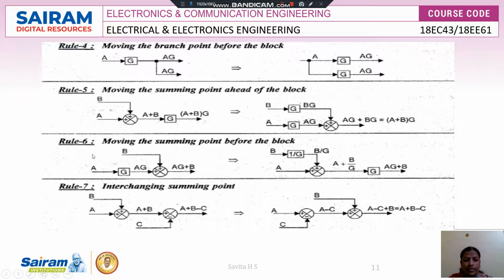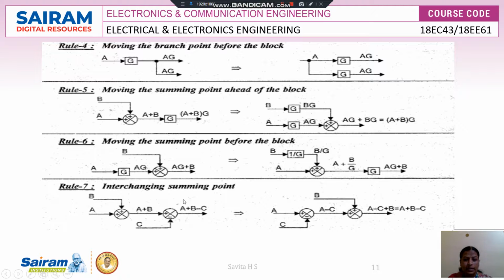Now we'll see rule 6, moving the summing point before the block. We'll write the summing point before the block and write the block here. Here we have two inputs. A is applied to the summing point and B is given to 1 by G. If I give B to 1 by G, the output will be B by G. Since it is a summing point, I need to add A plus B by G. This should be multiplied by the corresponding transfer function G, so I'll get the answer as A G plus B.